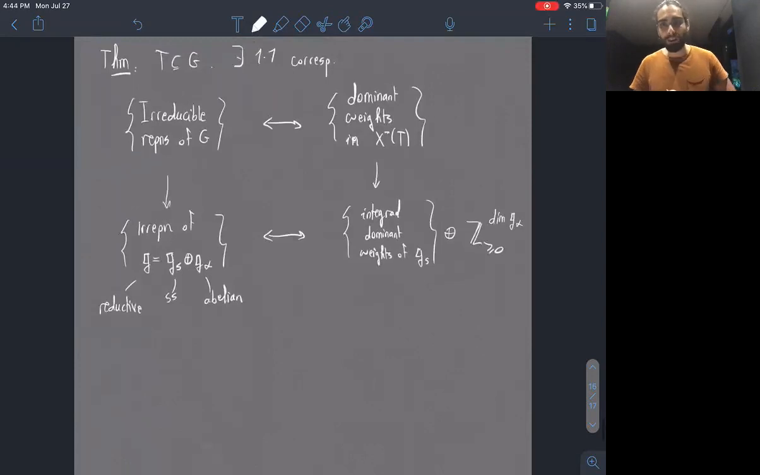So this, I believe, is how the classification theorem of either end should work out, and how they're related.